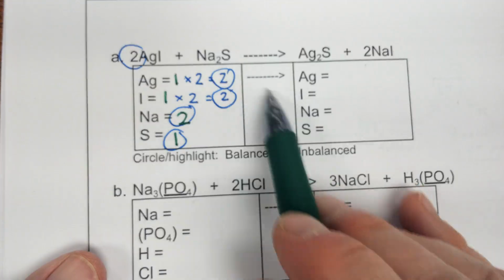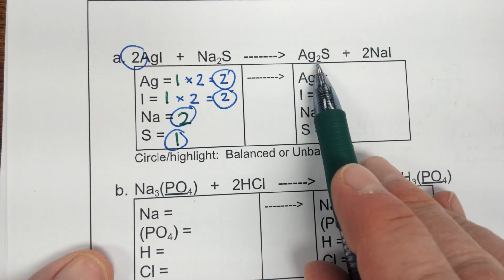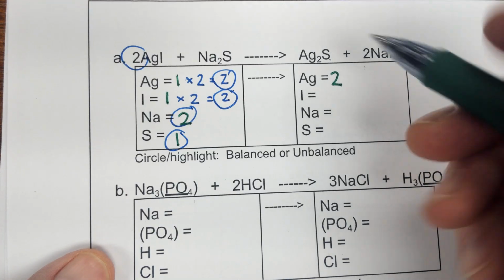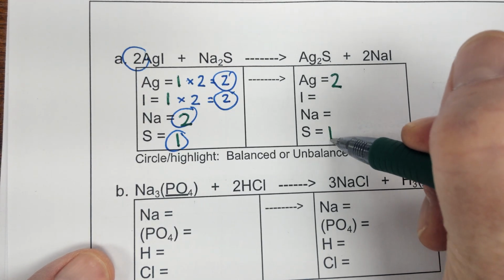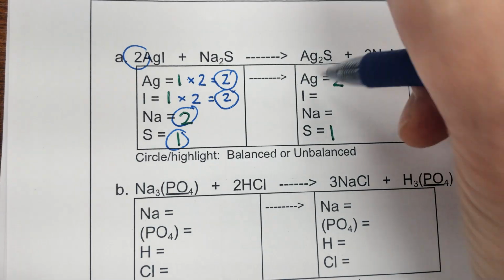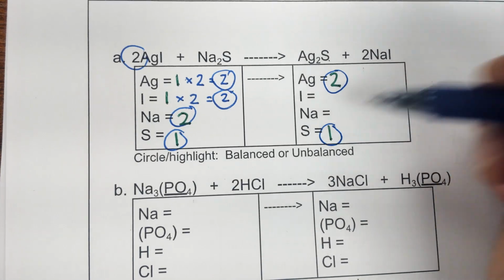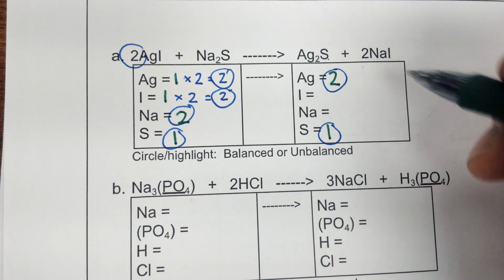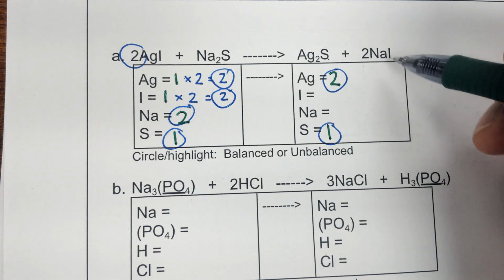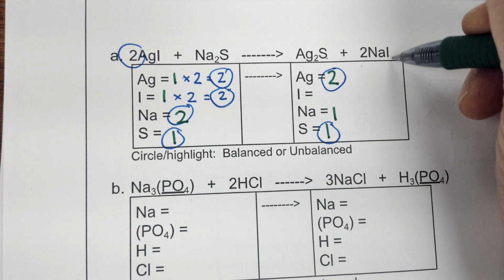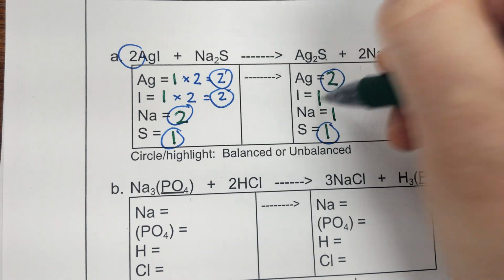Now I'm going to go to the other side, and over here I've got Ag equal to 2 and S down here is equal to 1. No coefficient for this formula, so I'm done on those two. And I look at the next formula. Na, no coefficient, or I'm sorry, no subscript, so that's a 1. I has no subscript, that's a 1.